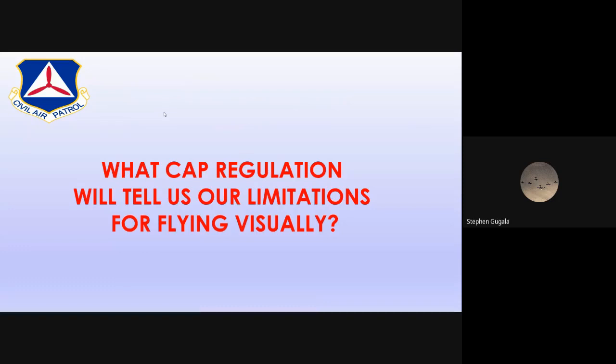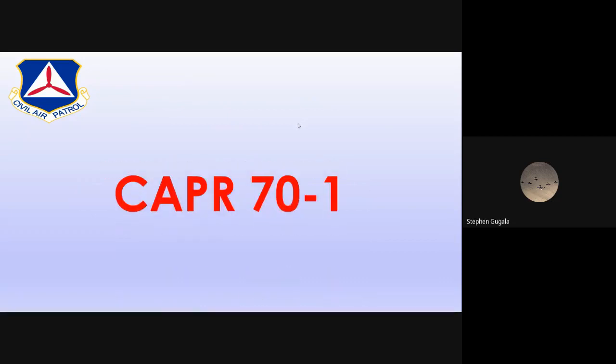And of course, CAP's going to get in there as well. There's a CAP regulation that will tell us our limitations for flying visually. You're going to find that the 1,000 and 3 is also our limitation. And if you think, review back to day one, what regulation is going to tell us about our limitations? And that is CAP 70-1, 70-1 for crew limitations.